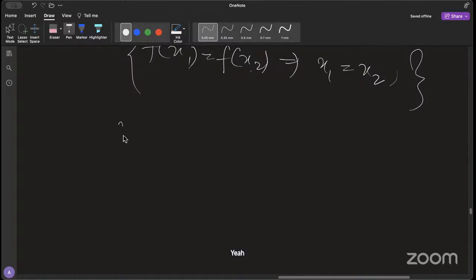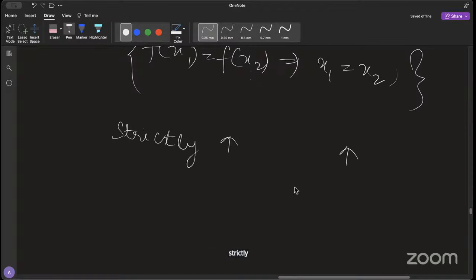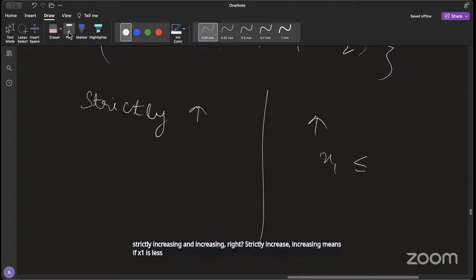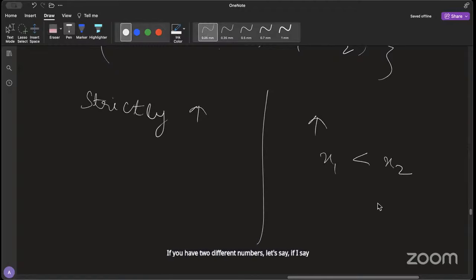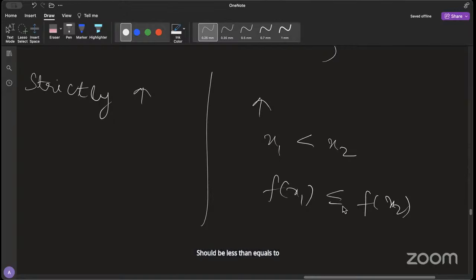Yeah, there is a huge difference between a strictly increasing function and an increasing function. Increasing means if you have two different numbers, let's say x1 is less than x2, then f(x1) should be less than or equal to f(x2). Now, here you have equal to.